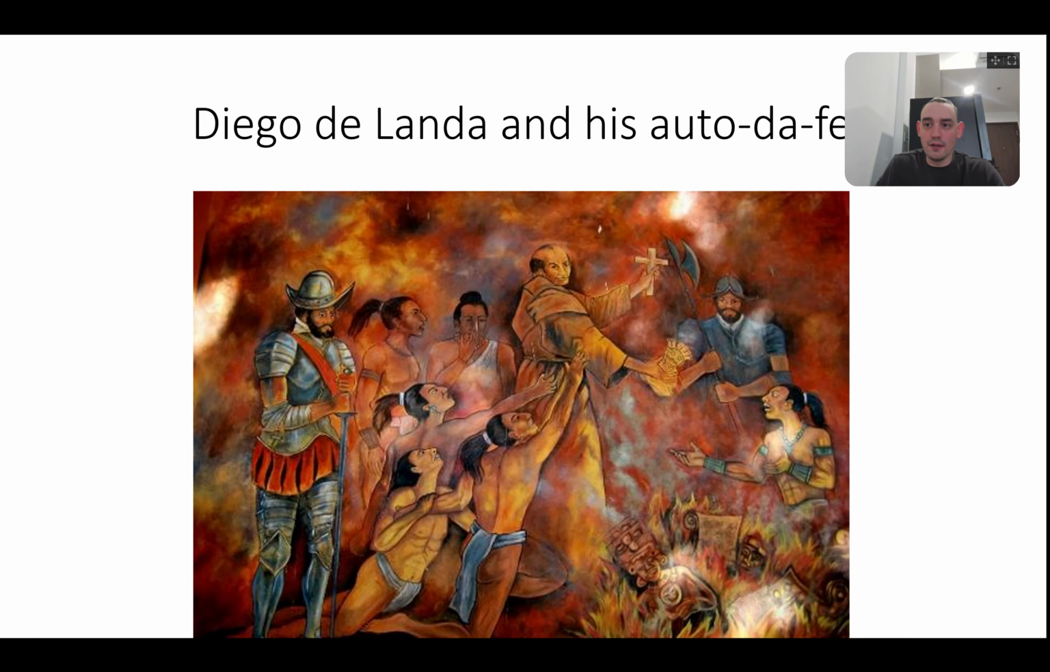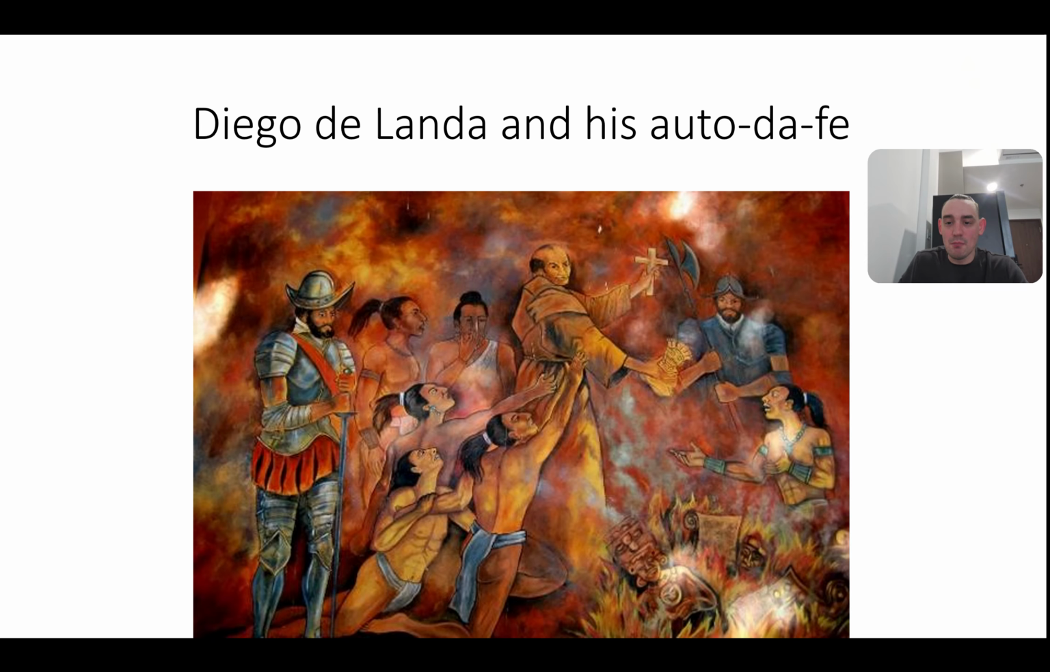This is Auto de Fe. This is the picture depicting him burning everything, all the idols, all the literature, everything he could possibly burn. Yeah, not a great moment, not the brightest moment for the Catholic Church.